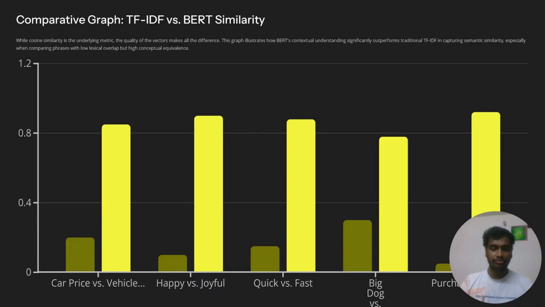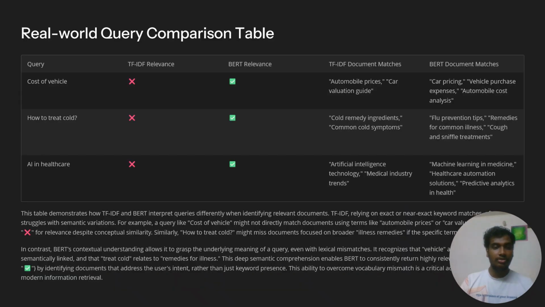This is the comparative graph: TF-IDF versus BERT similarity. You can see the differences for car price versus vehicle and the word meaning differences. Coming to the real world query comparison table, let's look at some real world examples. For example, search the sentence how to treat cold. TF-IDF might bring up cold storage tips for vegetables. BERT knows you're talking about being sick and shows home remedies for flu.